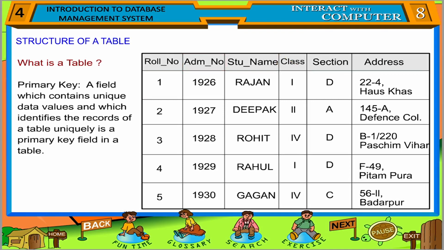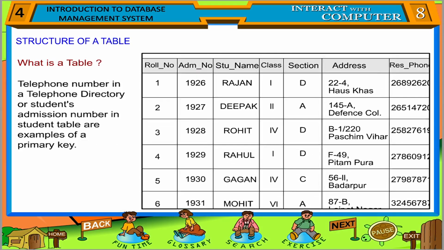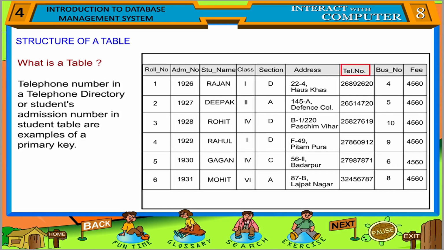Primary key: a field which contains unique data values and which identifies the records of a table uniquely is a primary key field in a table. Telephone number in a telephone directory or student's admission number in a student table are examples of a primary key.